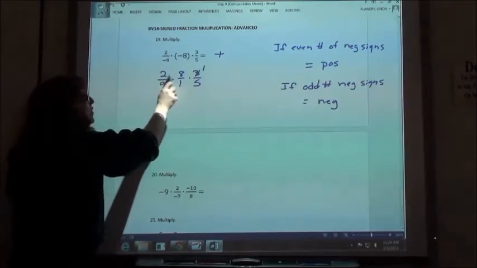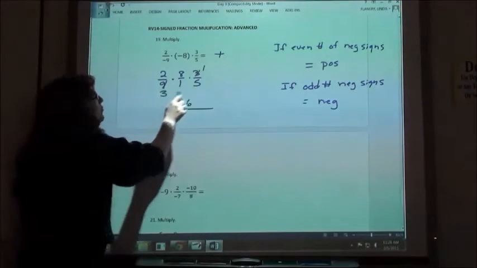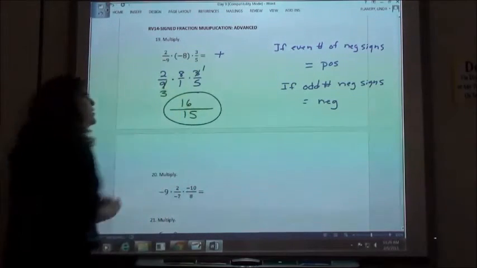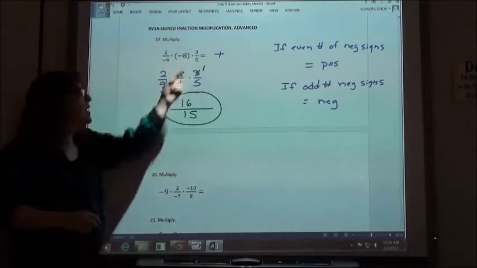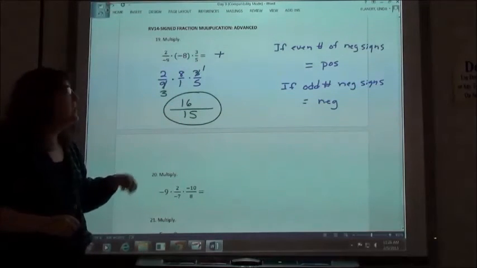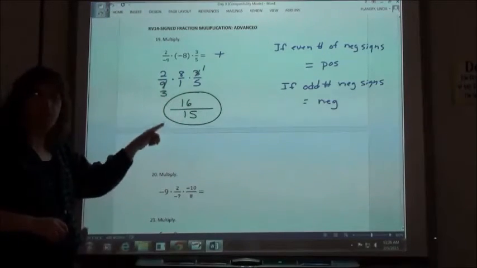I then multiply across the top. 2 times 8 is 16. Across the bottom, 3 times 5 is 15. My answer is positive, so 16/15 is going to be my answer. Again, we want the answer in simplest form, but not as a mixed number. So if you use your calculator to check it, it's going to give you the mixed number, 1 and 1/15, and then you hit the shift and the fraction button to change it into the improper fraction.